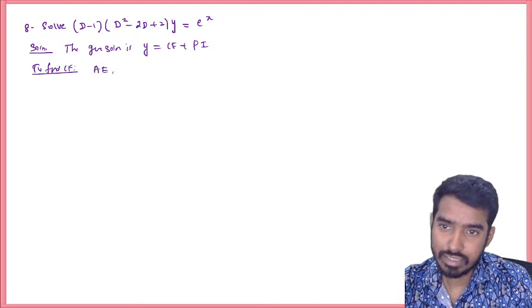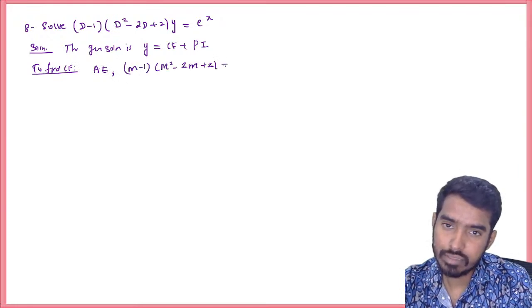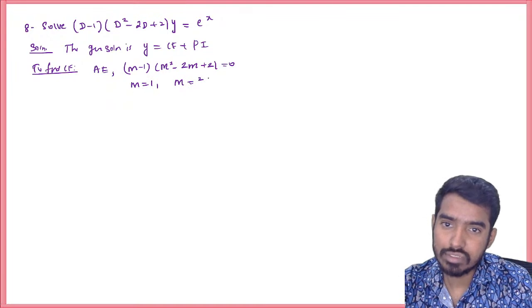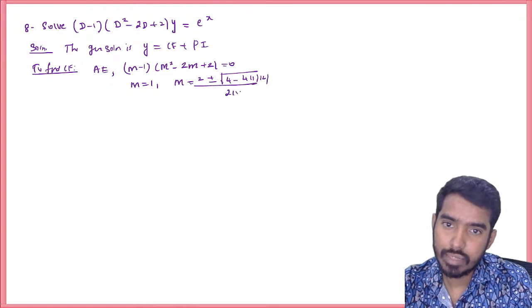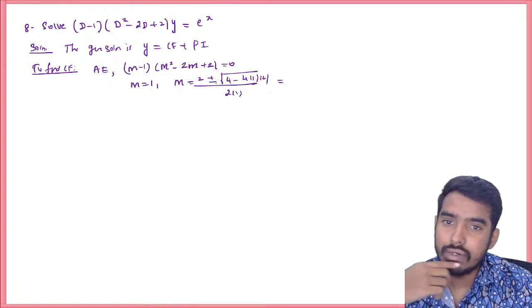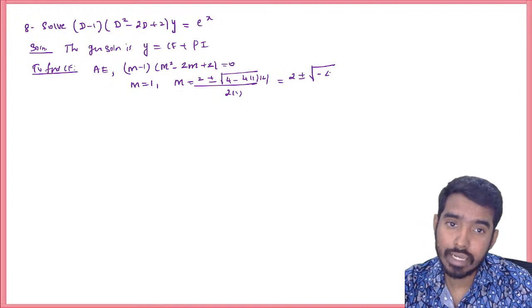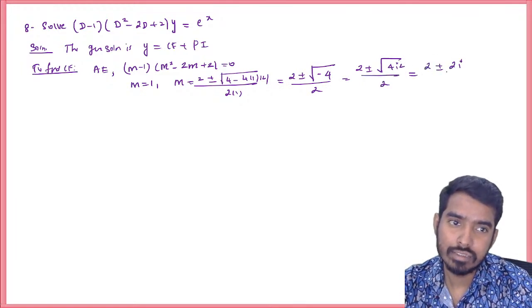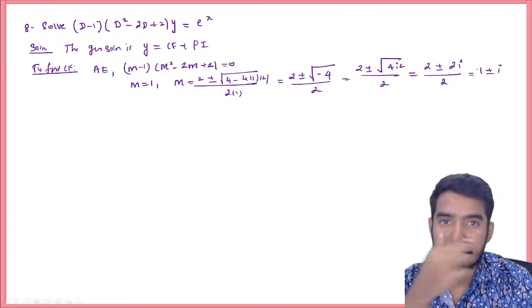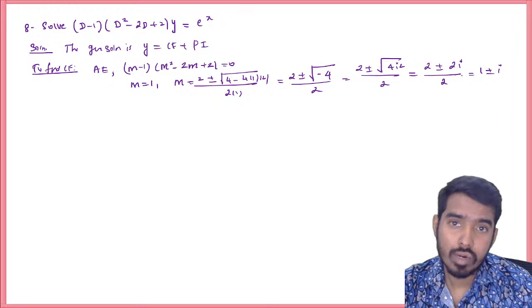first you equate the auxiliary equation to 0. So we have m minus 1, m square minus 2m plus 2 is equal to 0. So m is equal to 1 is the one root. The other two roots are the solution of this equation: minus b plus or minus root of b square minus 4ac divided by 2a. So we will have 2 plus or minus root of 4 minus 8, so it will be minus 4, by 2. This is 2 plus or minus square root of 4i square by 2, 2 plus or minus 2i by 2. So 1 plus or minus i. So we will have one distinct root and one pair of complex roots.